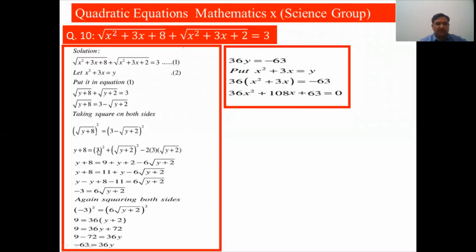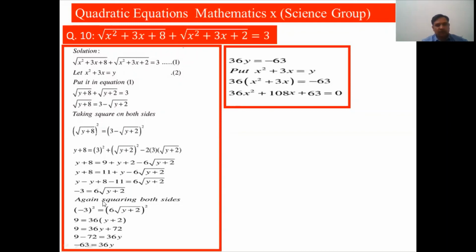After expanding the formula a minus b whole square, we can write this expression as given here. So here 3 square is 9. We have y plus 2 minus 6 square root of y plus 2. So 9 plus 2, 11 plus y minus 6 square root of y plus 2. Now we have to shift 11 plus y to the left hand side of the equation. Obviously we have to change the sign of these terms. So after simplification, we have minus 3 is equal to 6 square root of y plus 2.